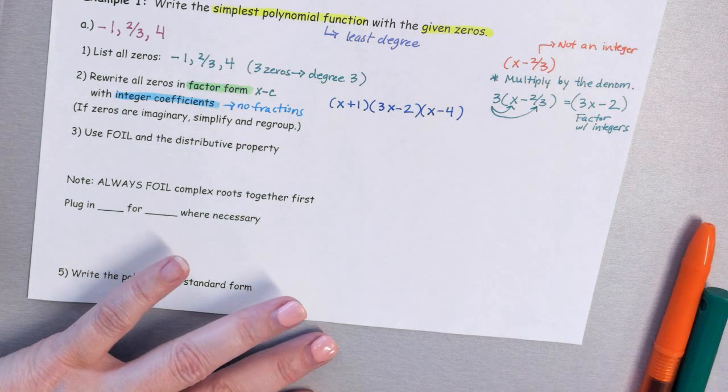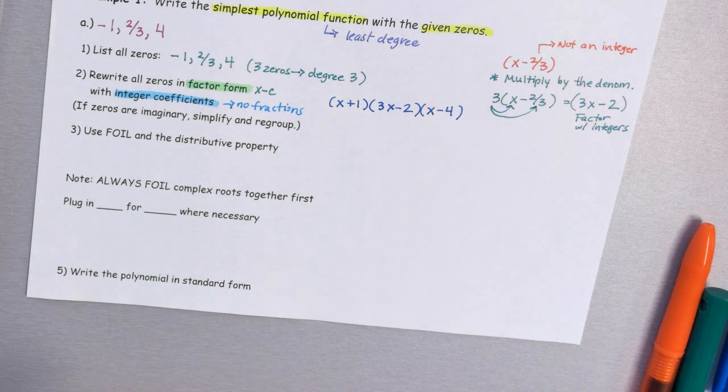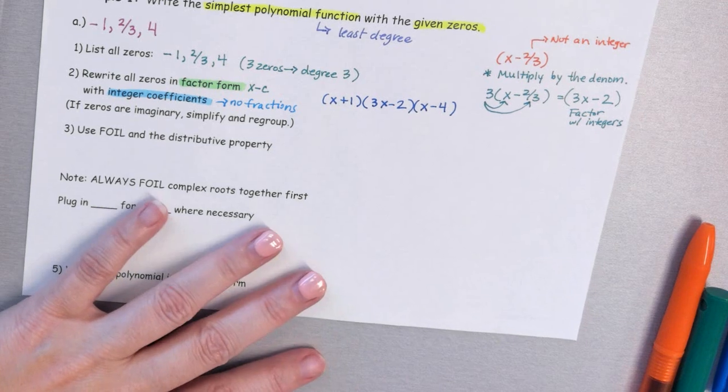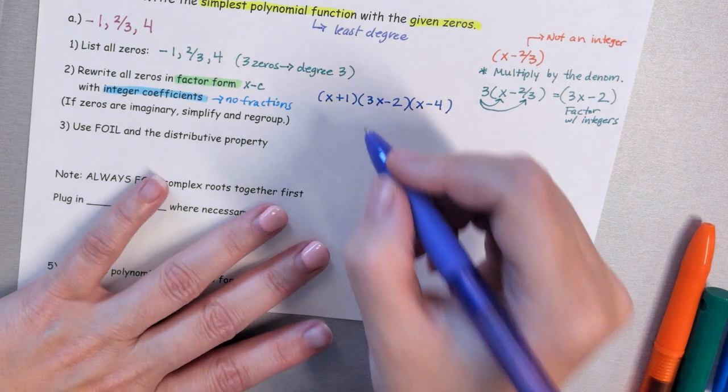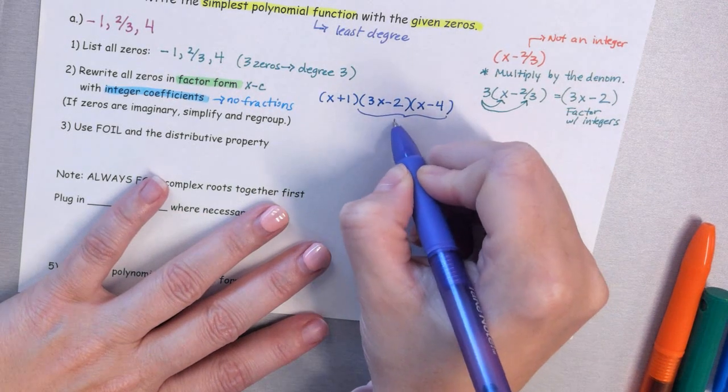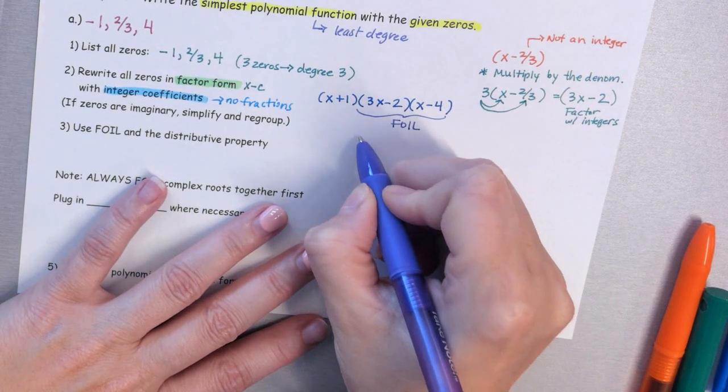Do you guys know what I'm going to do first? You guys remember what I like to do? I like to do the last 2, because when I distribute, I like it in front. It really does not matter. But we're going to FOIL.